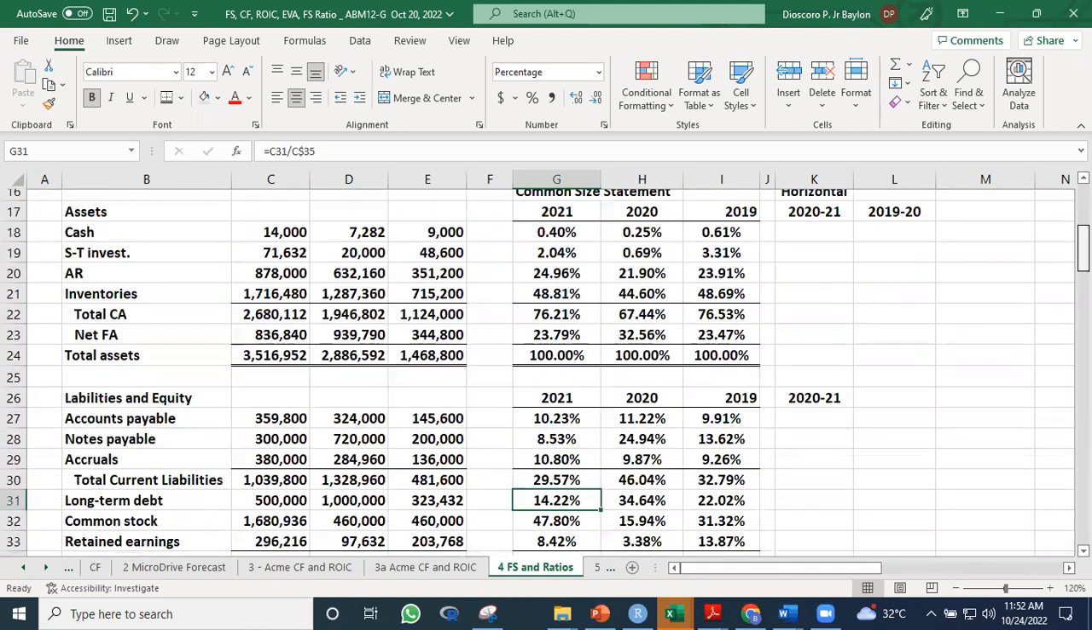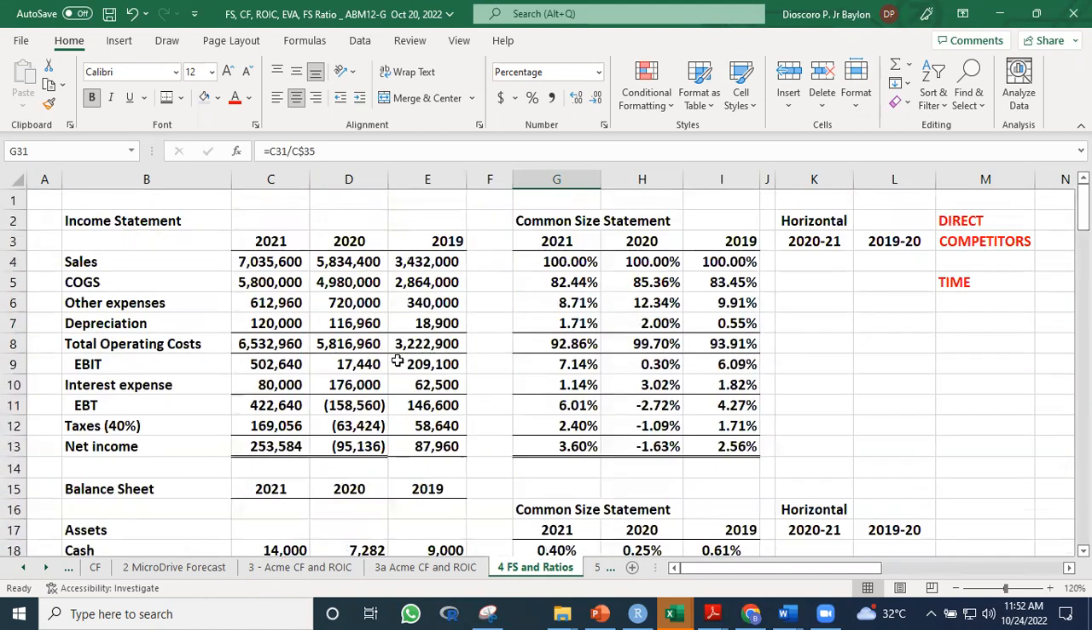All right. So again, guys, paki-chat please kung clear tayo so far. Okay, thank you. Let's wait for the others. Clear tayo so far sa common size statement, sa common size ng income statement at saka ng balance sheet.